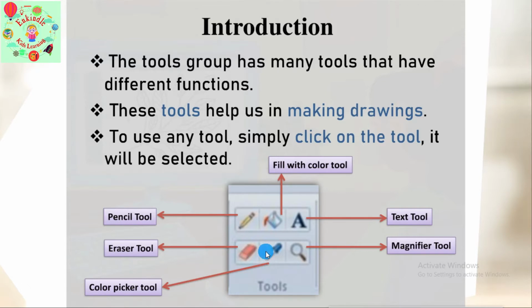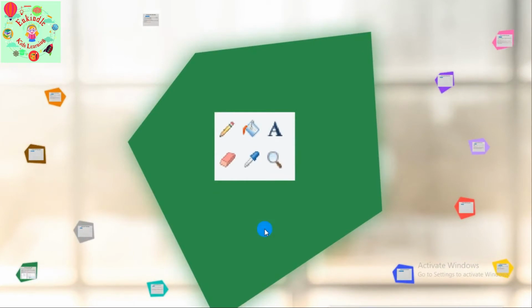So which are the tools in MS Paint? We have pencil tool, eraser tool, color picker tool, magnifier tool, text tool and fill with color tool. Now let's study these tools in detail one by one.